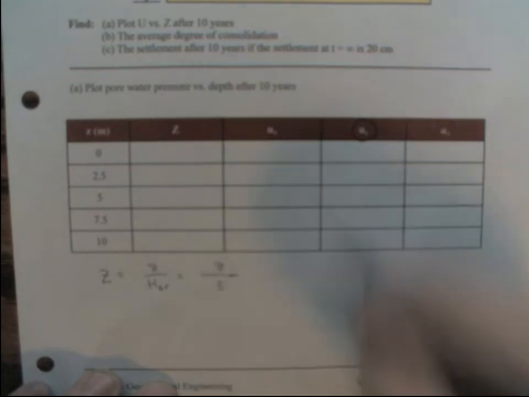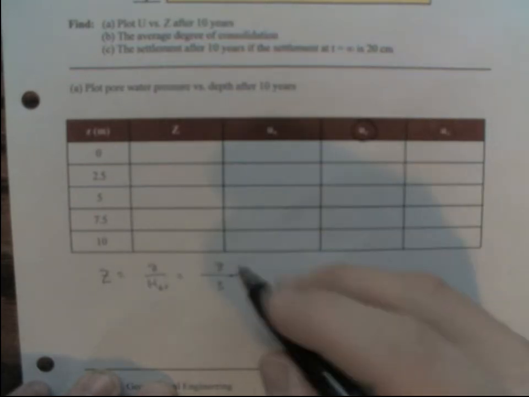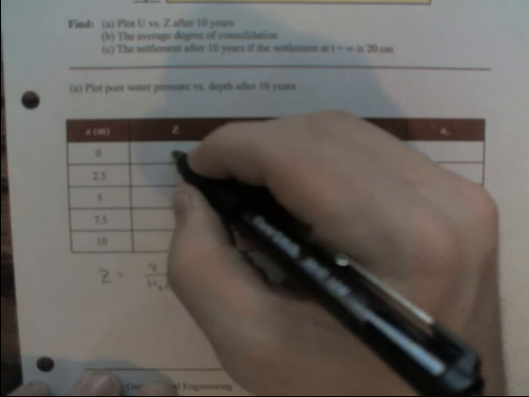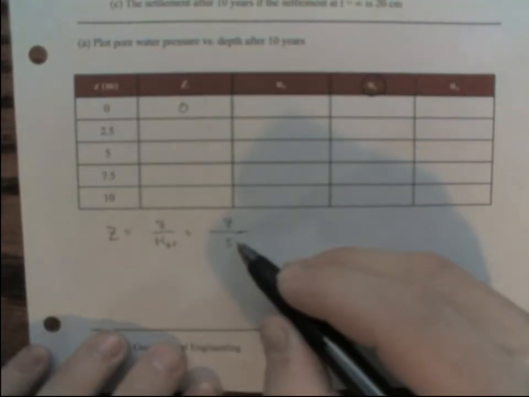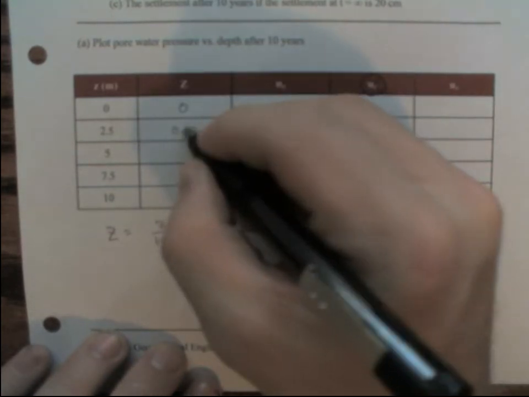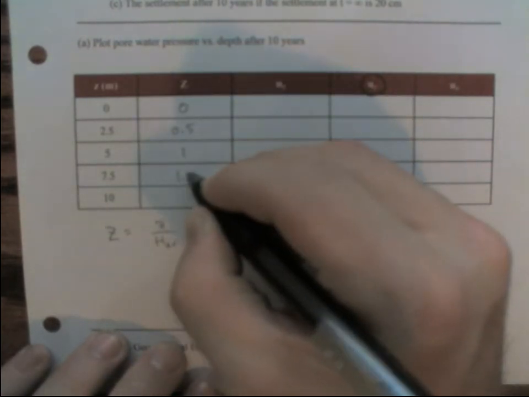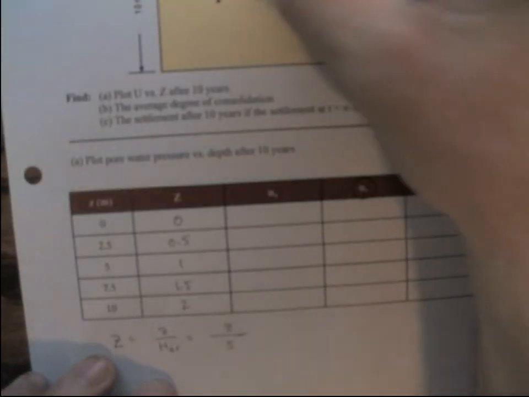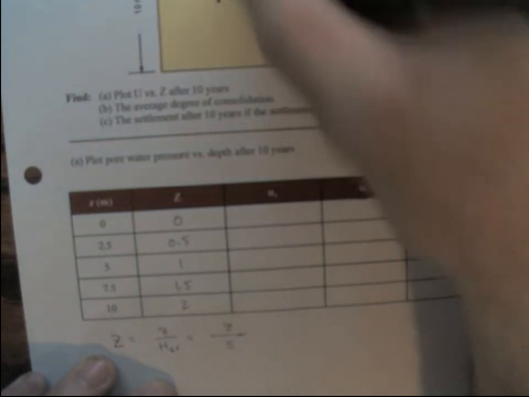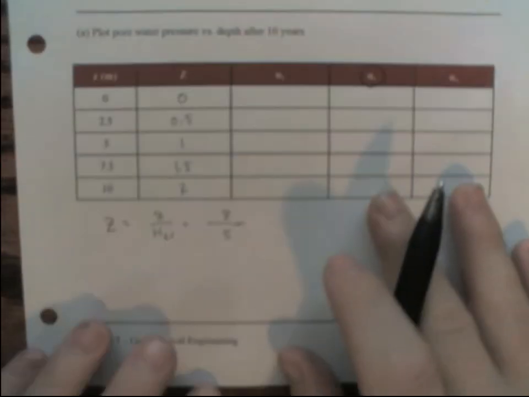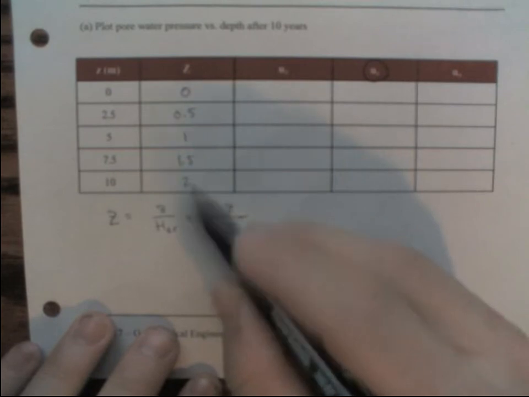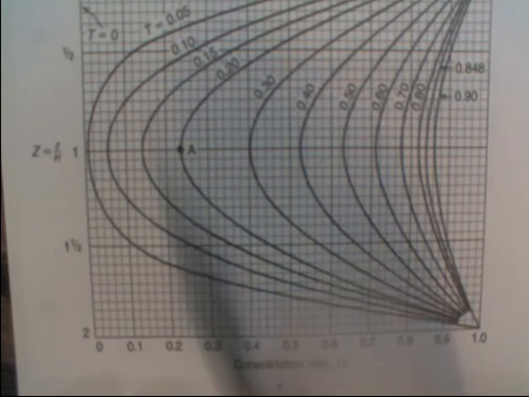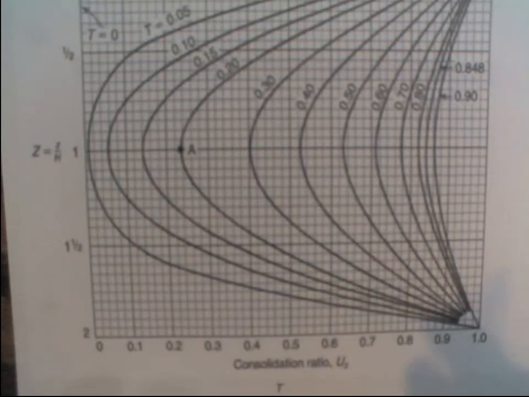So for each of these, we'll just plug in z. At 0, Z is obviously going to be 0. At 2.5 over 5, we get 0.5, then 1, 1.5, and 2. This is the reason that when we have a permeable surface on top and bottom with HDR measured from the middle out, our Z comes to 2, and that's why on this graph, you can see that Z goes from 0 all the way to 2.